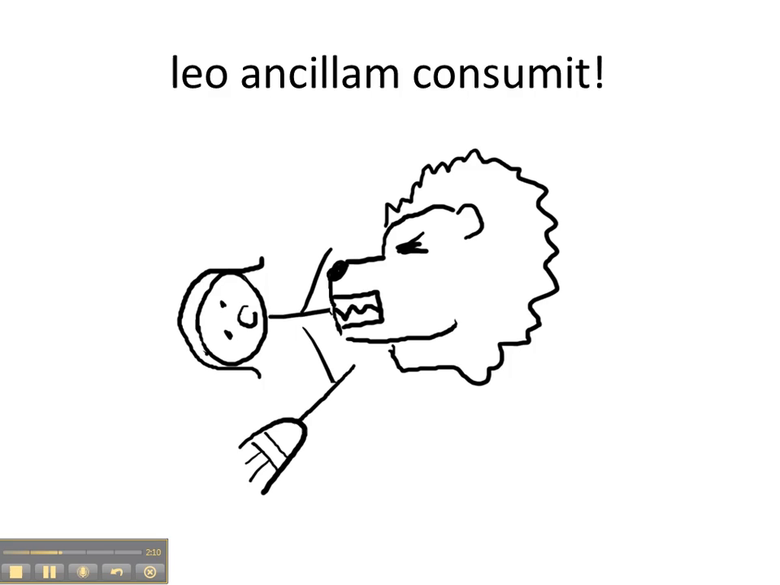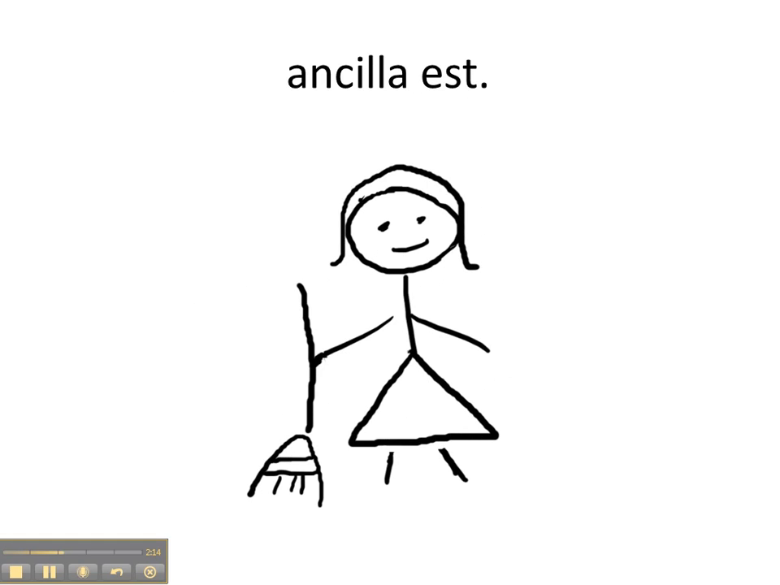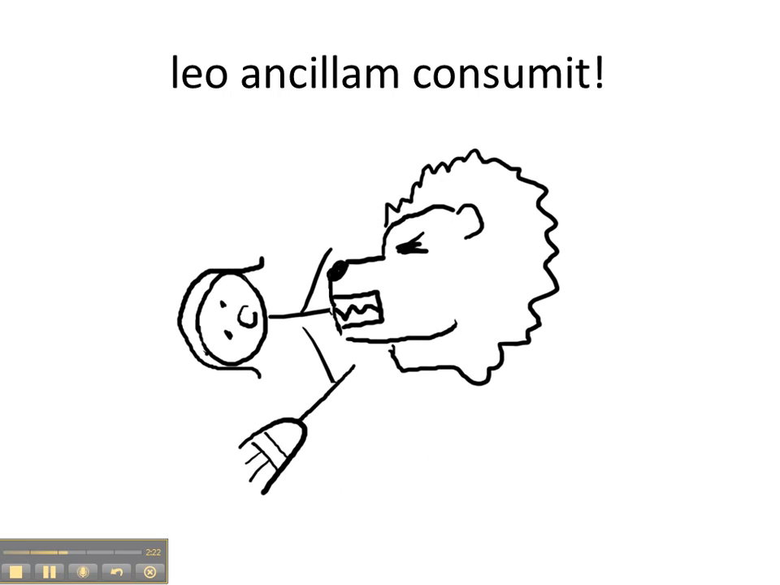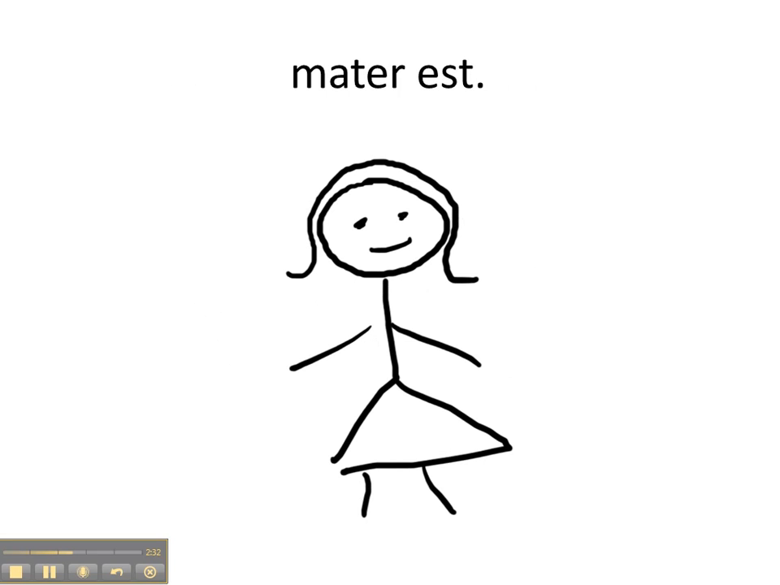And again, look at these words. Ancilla, ancillam. Ancilla is the subject. That is the nominative form of this word, ancilla. And when it becomes a direct object, the accusative form, ancillam. You may notice that there is a trend here. When we're talking about singular direct objects, we have an m as our ending.